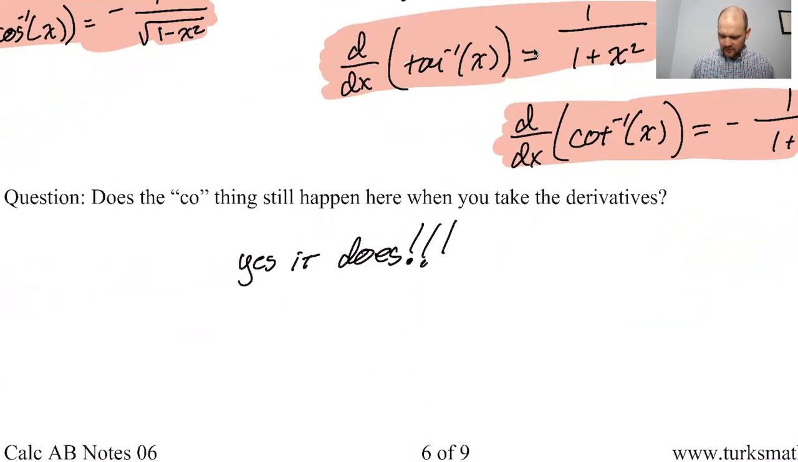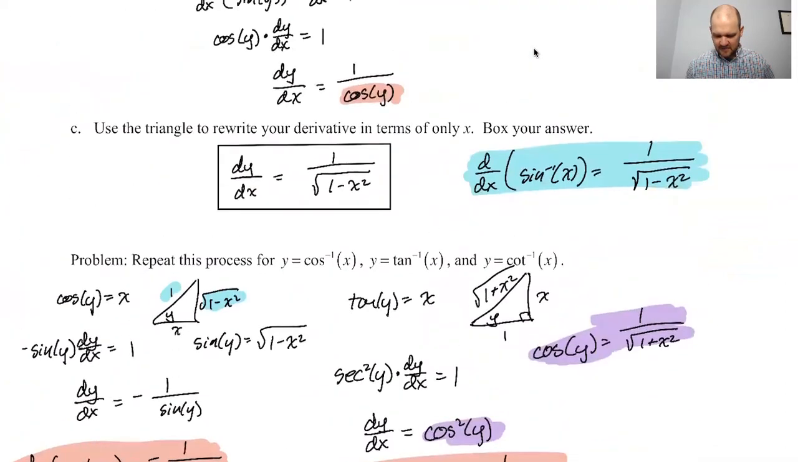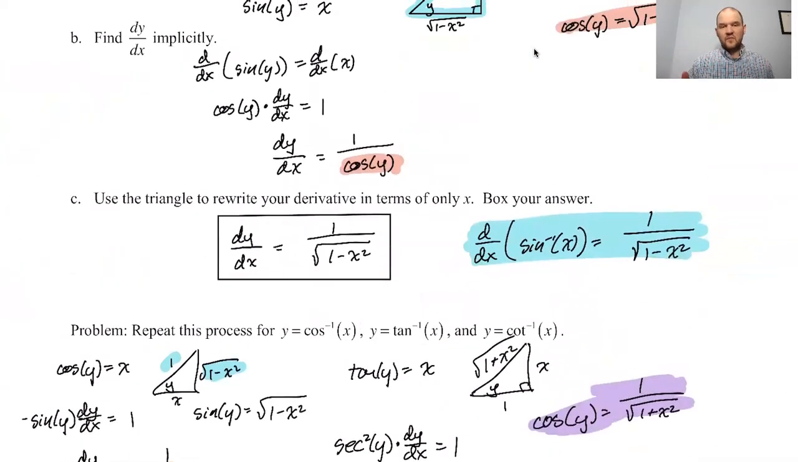Okay, so what I'm going to do is stop this here. You need to memorize these, right? So the derivative of arcsine is 1 over the square root of 1 minus x squared. The derivative of arctangent is 1 over 1 plus x squared. The derivatives of the co's are just negatives. So arccosine is negative 1 over square root of 1 minus x squared. Arccotan is negative 1 times 1 over 1 plus x squared. They're all the same.